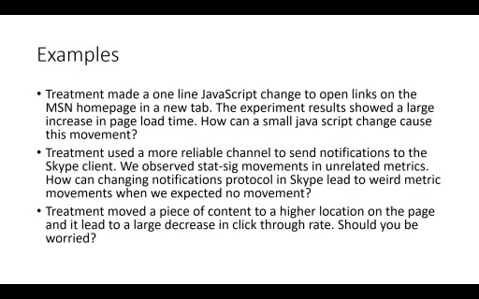In another experiment, we moved a piece of content higher up the page and saw a decrease in click-through rate. Click-through rate is a common way of measuring the quality of content displayed to the user, and given that our metrics showed a large decrease, does that imply that our content is not helpful? These are some examples where we might interpret metrics incorrectly and make decisions which are incorrect or not optimal.